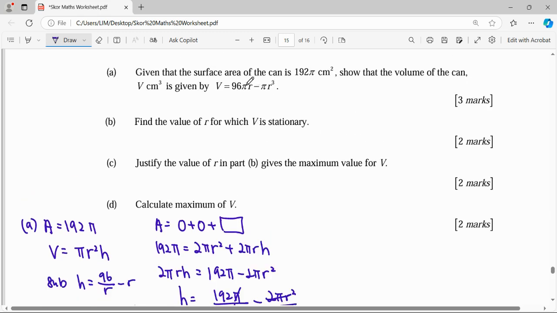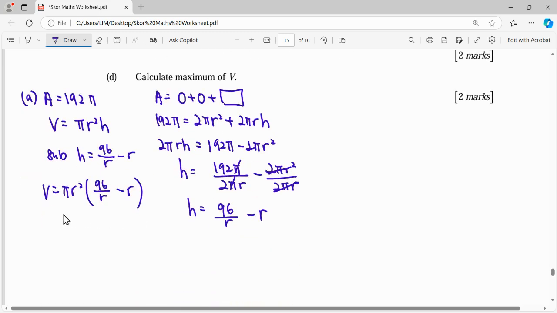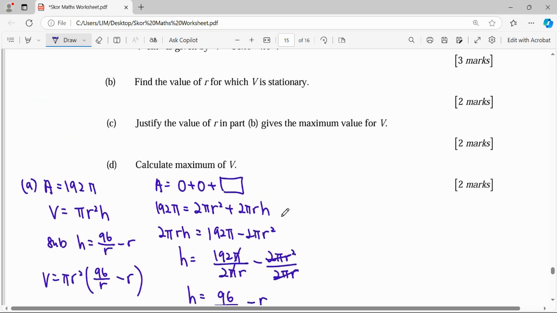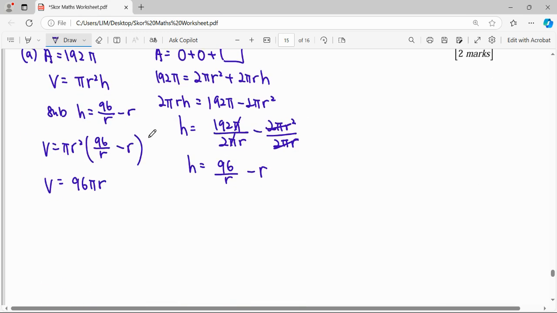And we try to expand, to see if we can get this or not. So expand this, we can get 96 pi times r, as this r is cancelled, leaving one r only. So we are getting close to it. Yes, they are the same.